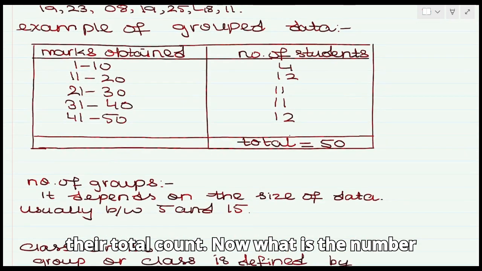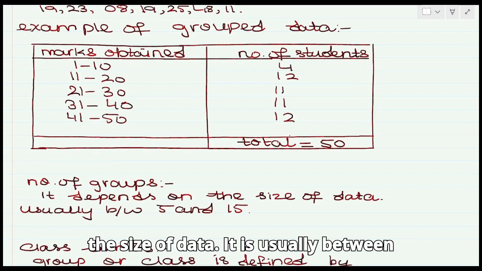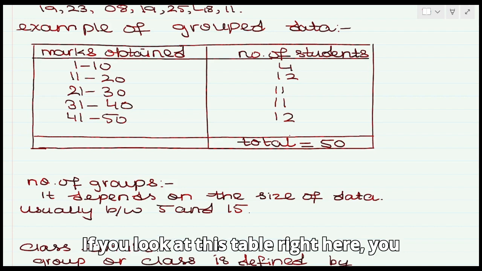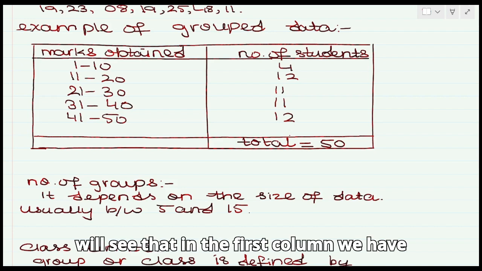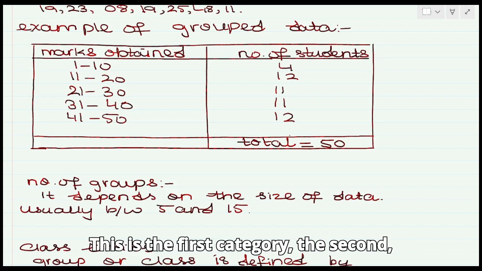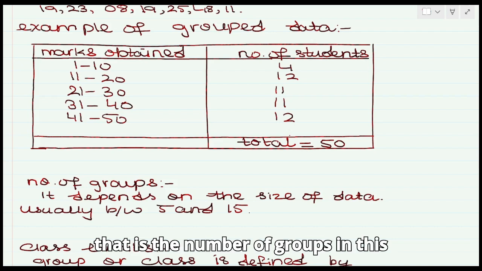Now, what is the number of groups? The number of groups depends on the size of data. It is usually between 5 and 15. If you look at this table right here, you will see that in the first column, we have marks obtained and we have 5 categories. This is the first category, the second, the third, the fourth, and the fifth. So that is the number of groups in this data.